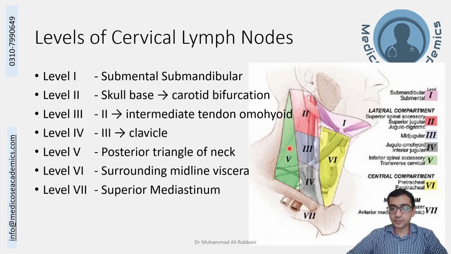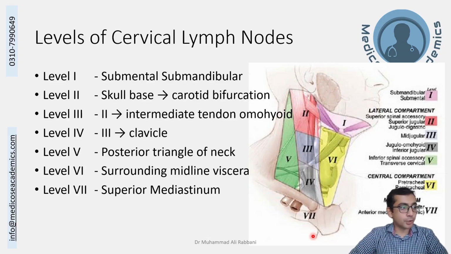From the carotid bifurcation to the omohyoid intermediate tendon will be level 3. From the omohyoid tendon to the root of the neck, the clavicle, will be level 4. The posterior triangle of the neck will be included in level 5. Then we are left with the midline, pretracheal and prelaryngeal nodes, all of those in the midline, that is level 6. And then the ones present right here in the superior mediastinum will be level 7. So these are the groups of cervical lymph nodes.